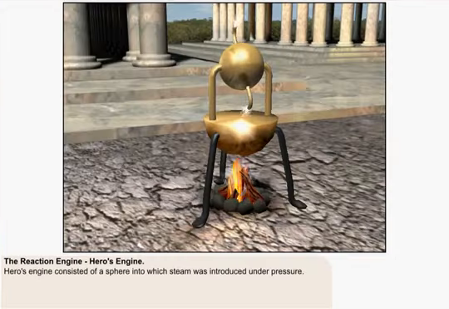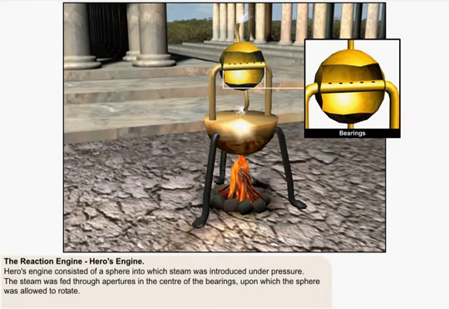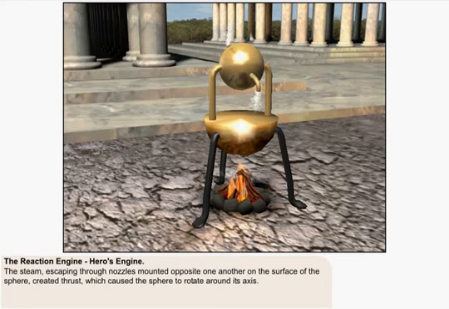The first recorded use of a reaction engine was by Hero of Alexandria in 250 BC. Hero's engine, a representation of which is shown here, consisted of a sphere into which steam was introduced under pressure. The steam was fed through apertures in the centre of the bearings upon which the sphere was allowed to rotate. Allowing the steam to escape through nozzles in two bent tubes mounted opposite one another on the surface of the sphere created thrust, which caused the sphere to rotate around its axis.